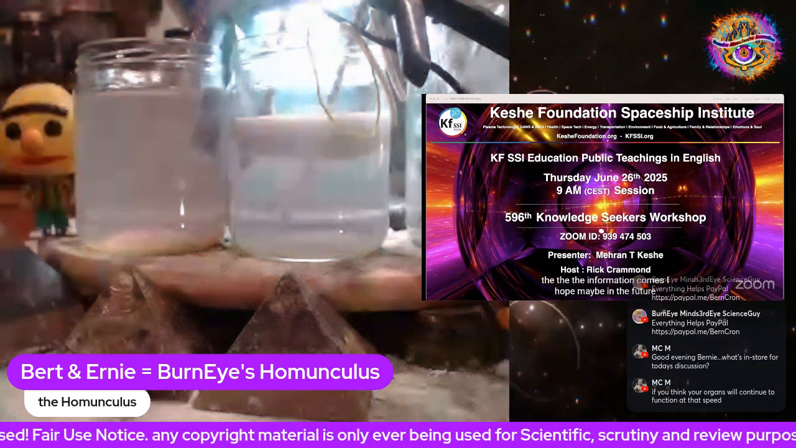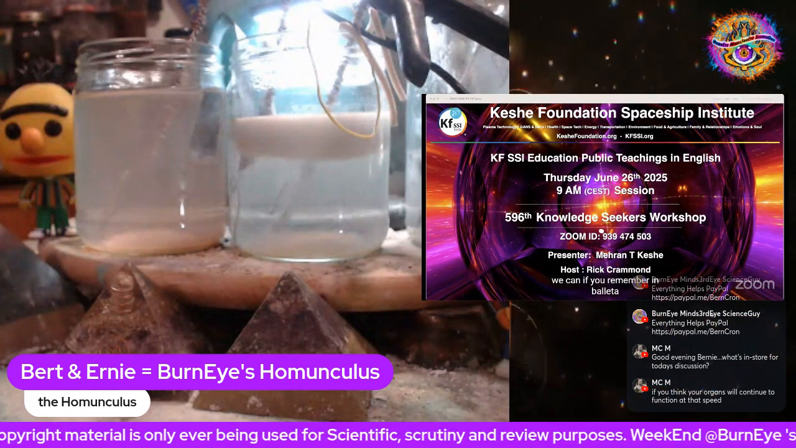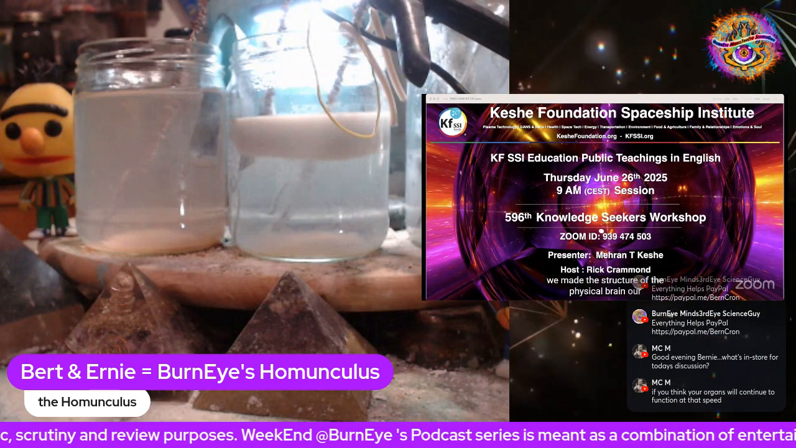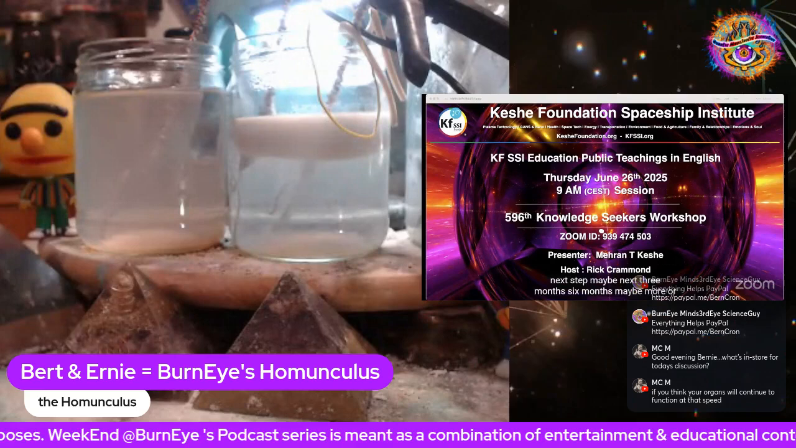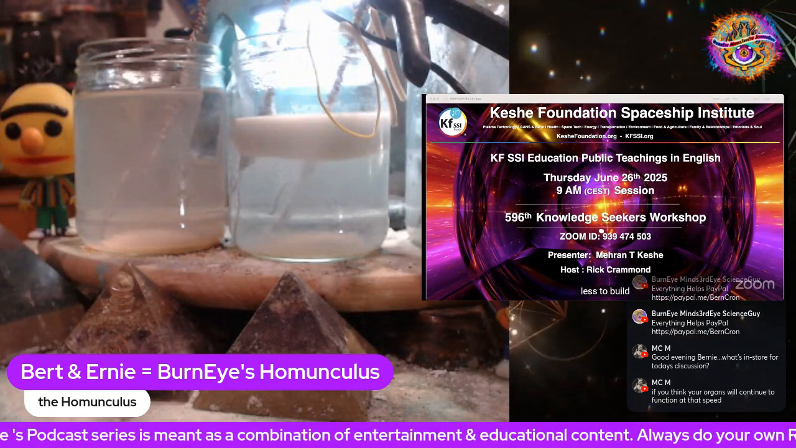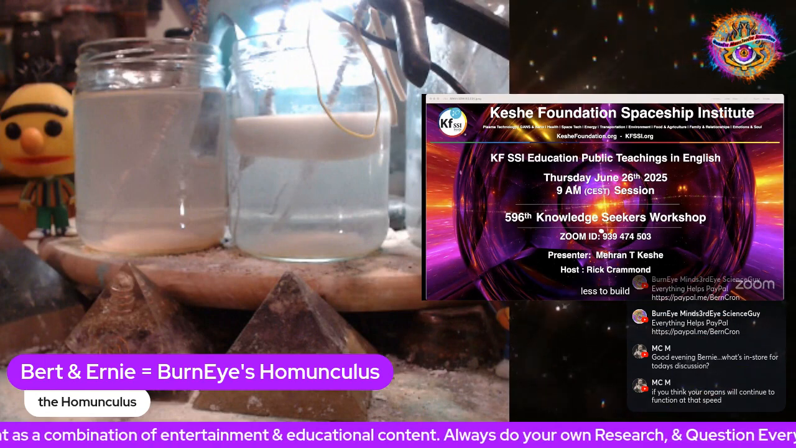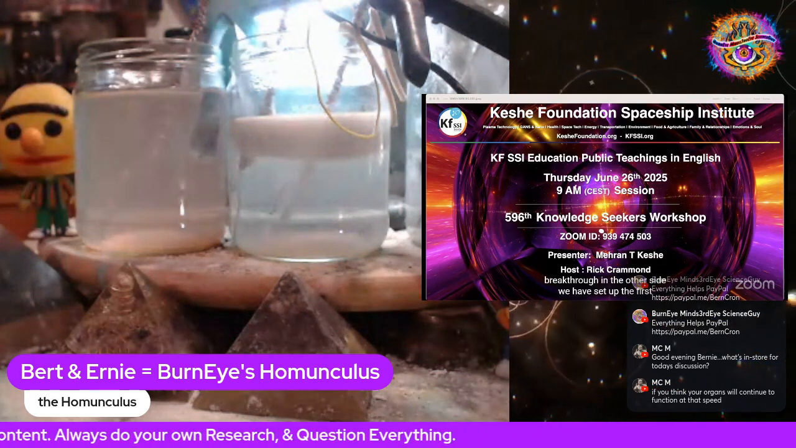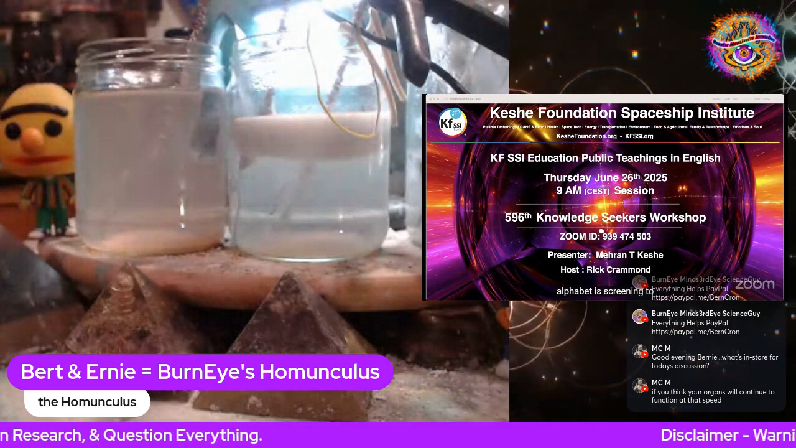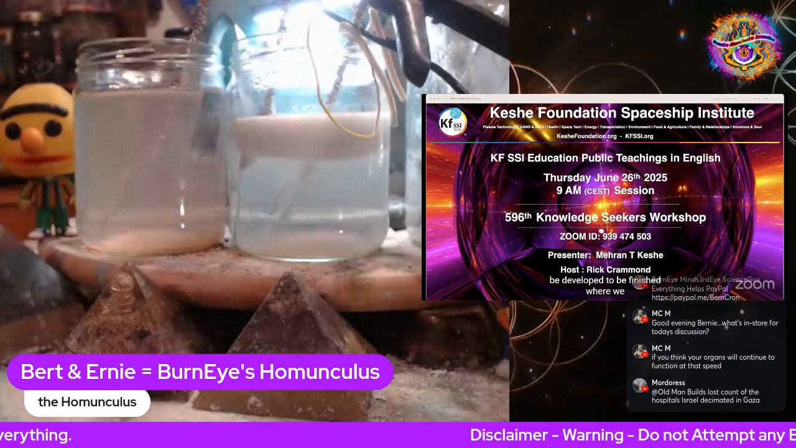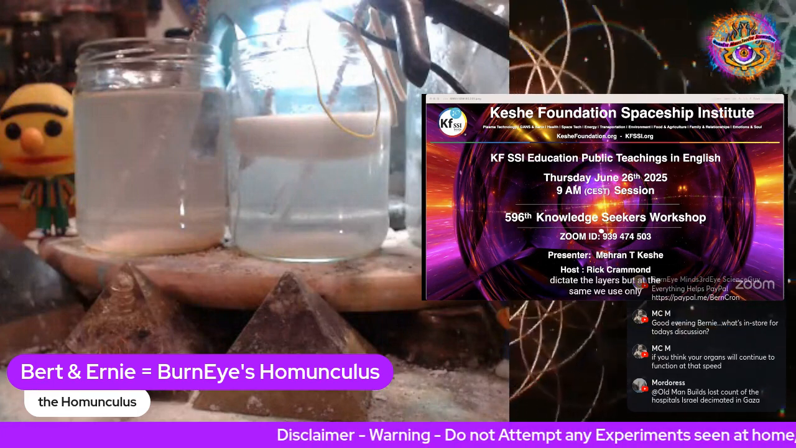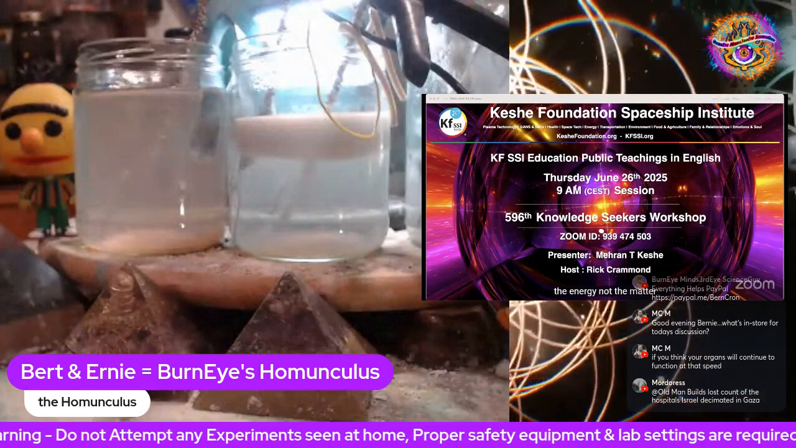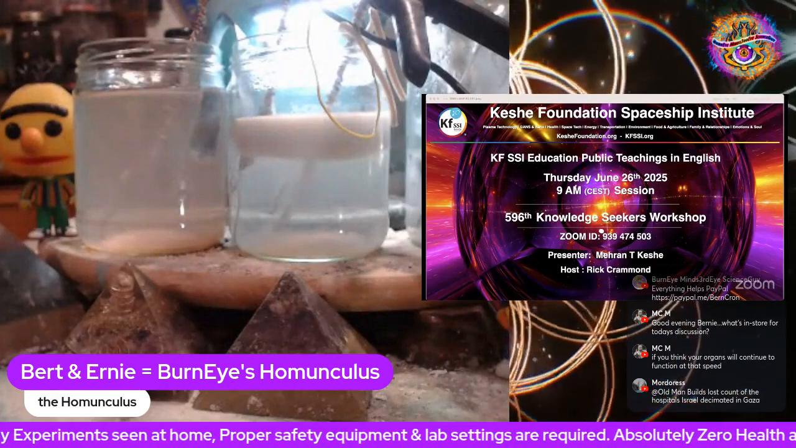I hope maybe in the future, if you remember in Valletta, we made the structure of the physical brain. Our next step, maybe in the next 3 months, 6 months, maybe more or less, is to build the structure of the energy of the brain, which is a total breakthrough in the world of science. We have set up the first half of it. It's going to be developed and finished, where we dictate the layers, but at the same time we use only the energy, not the matter. And this is a huge, huge breakthrough.